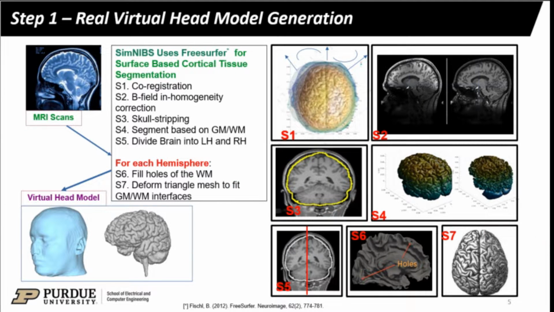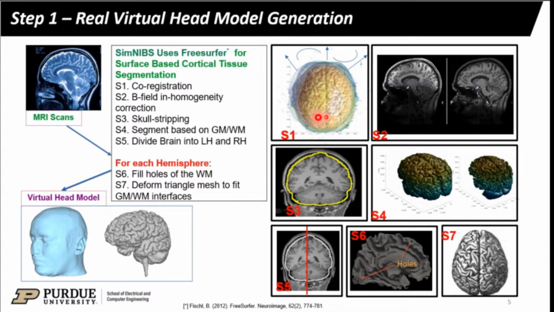So step 1 is generating virtual head models from the real MRI images. You have the MRI scans and you pass the MRI scans to the SimNIBS or FreeSurfer pipeline and the output is a co-registered finite element mesh. Here I am listing some of the major steps that are used to segment and mesh the whole brain, but there are other sub-processes. It's a huge workflow implementing different image processing steps.